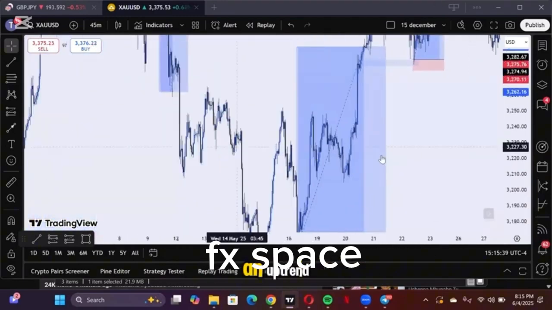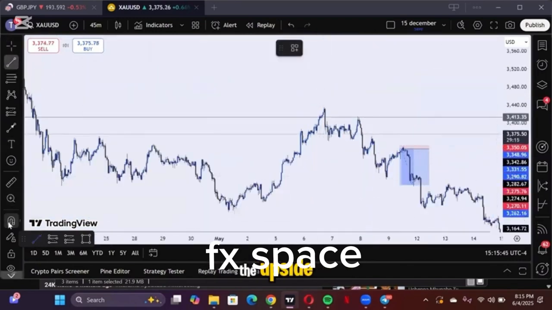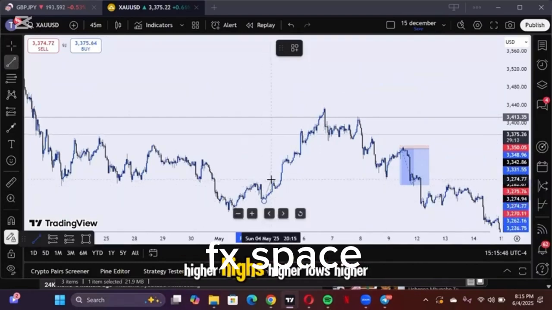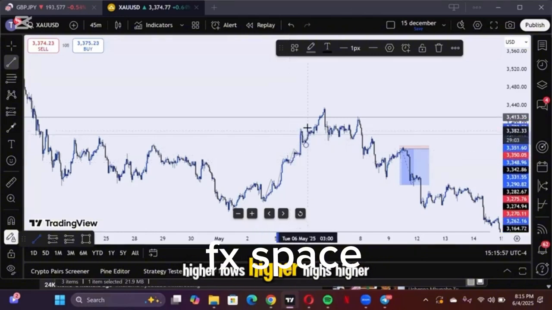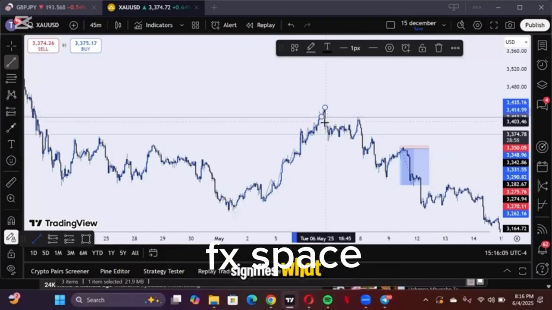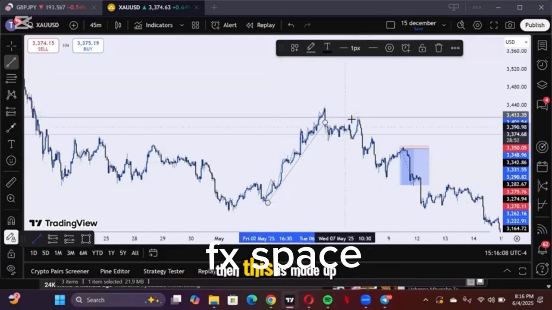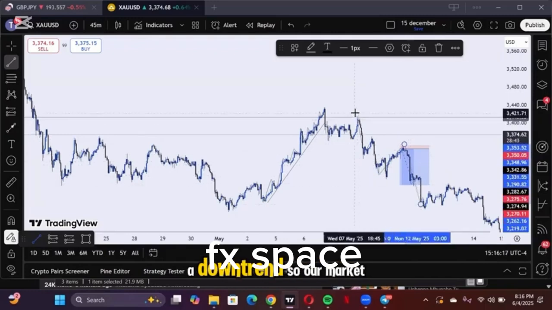So it's basically something like this. For example, this here is an uptrend. Market is moving to the upside. You can see market making higher highs, higher lows, higher highs, higher lows. So this is made up of a series of higher highs and higher lows, and this signifies an uptrend. Then this is made up of a series of lower highs and lower lows, and this signifies what? A downtrend. So when market is on an uptrend, it is trending to the upside.